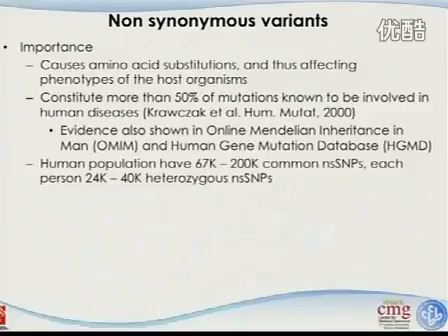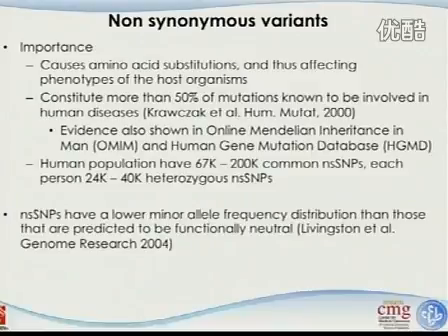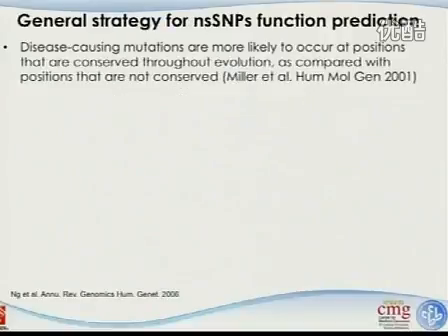I don't know how they get this number, but it is based on one of the references. And this is an important point: non-synonymous SNPs have a lower minor allele frequency distribution than those that are predicted to be functionally neutral. This is very important, because it tells us that natural selection actually selects against this type of variation. Once those occur, a lot of those individuals will not go on to the next generation, so they were eliminated from the general population. That's why they have a lower minor allele frequency distribution than those predicted to be functionally neutral.